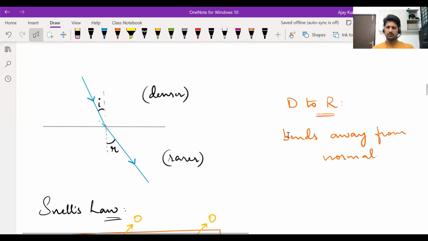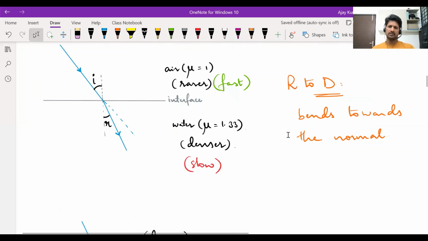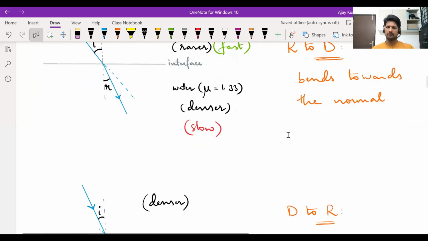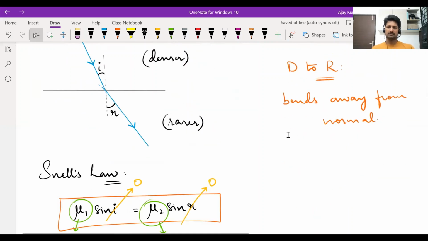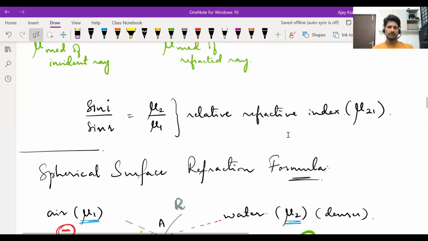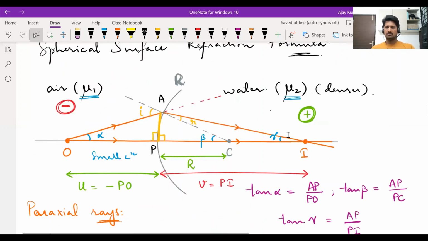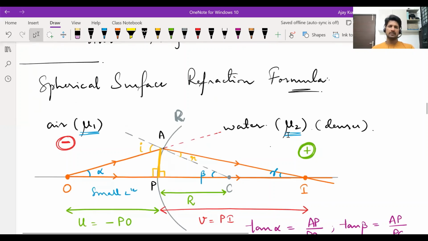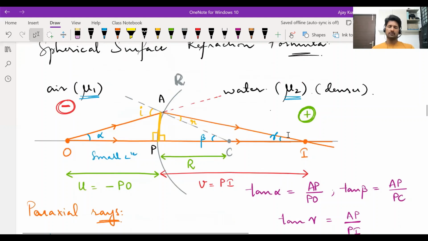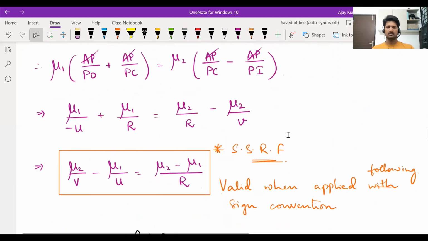Mu1 sin i is equal to mu2 sin r. When it travels from rarer to denser medium, it bends towards the normal. Denser to rarer medium, light ray bends away from the normal. Then applying Snell's law, we derived a relation between object distance and image distance from a spherical refracting surface. You can apply this result to a flat refracting surface also by assuming radius as infinity. But remember, the formula is valid only for paraxial rays.